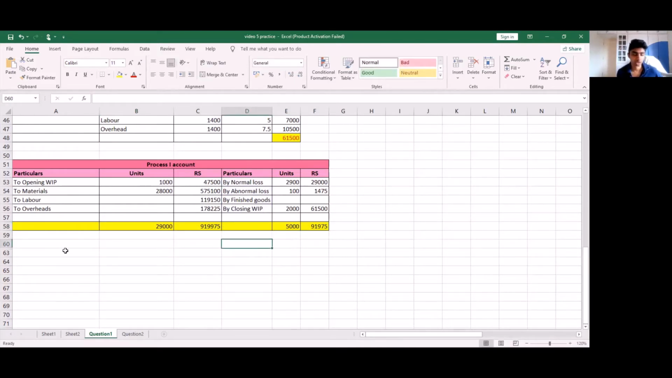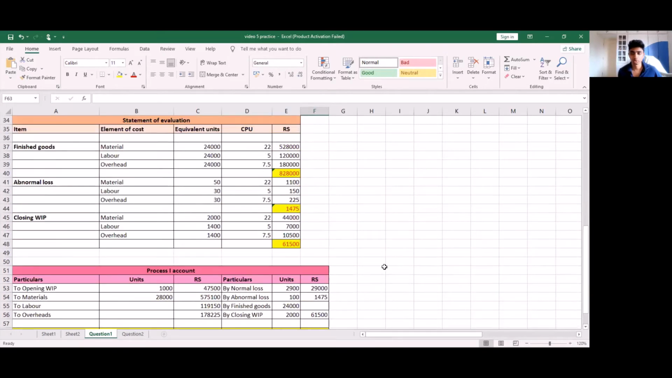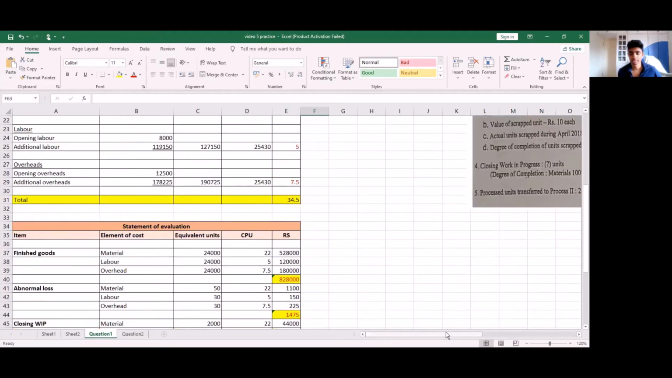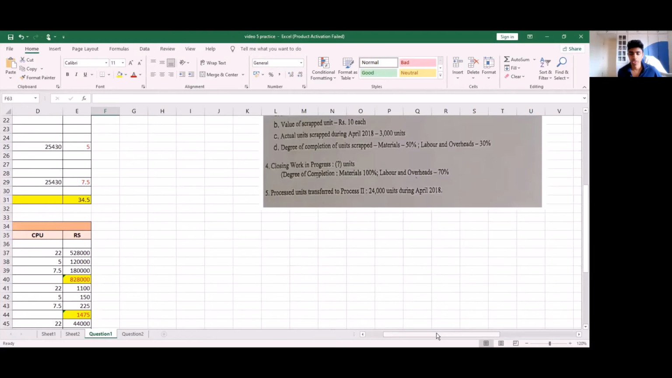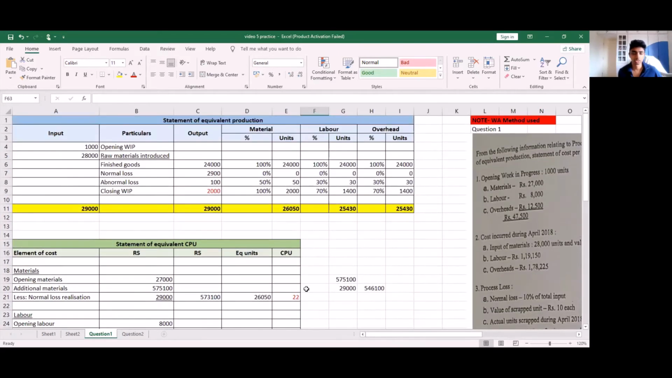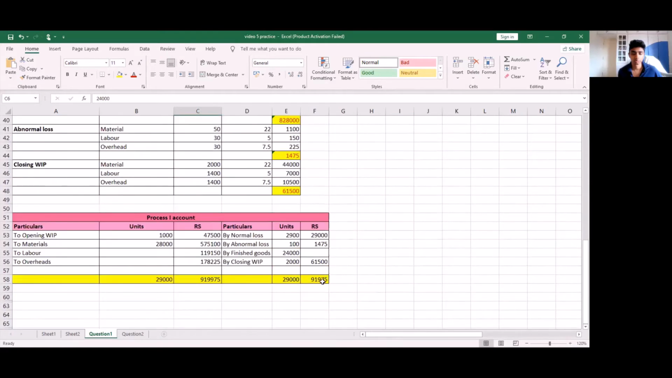So we notice our units on the debit side is 29,000 and our units on the credit side is 5,000. This means there is a difference of 24,000 and that will be our finished goods. So here, if you notice, 24,000 is the number of units being transferred to our next process. It is also the number of units we wrote in our statement of equivalent production. So here it will be the same.